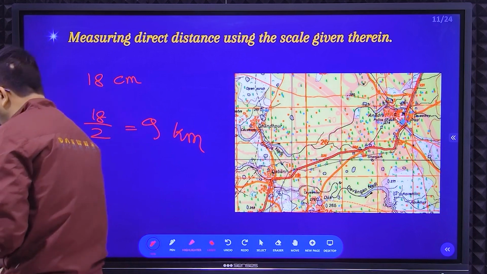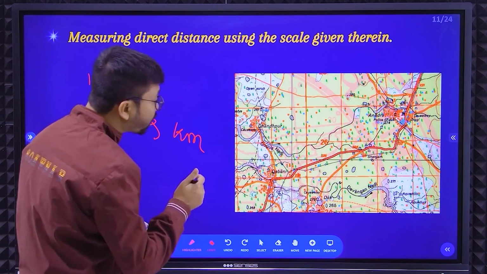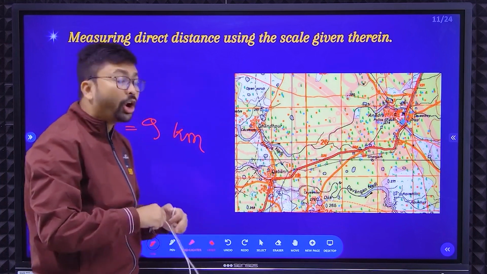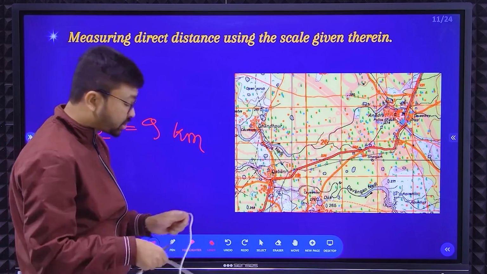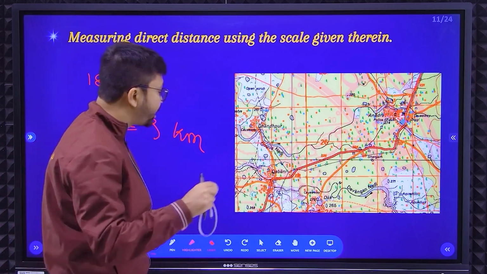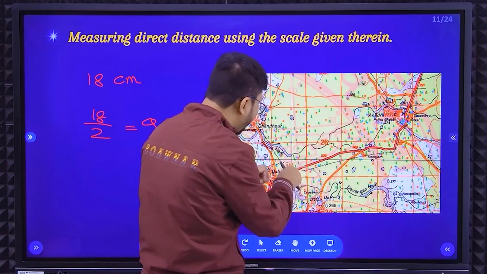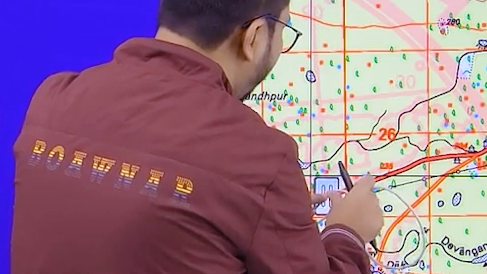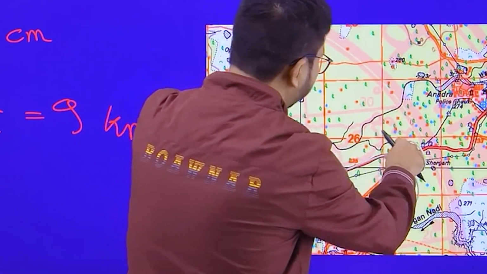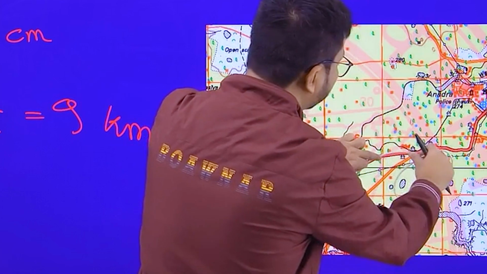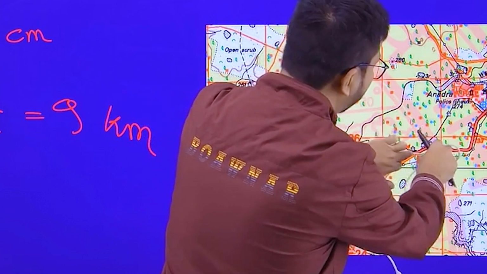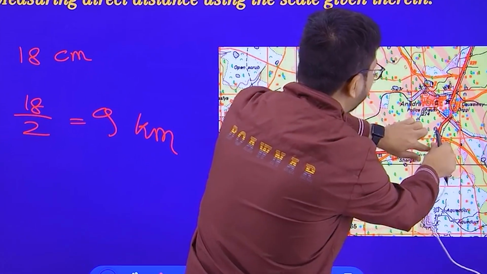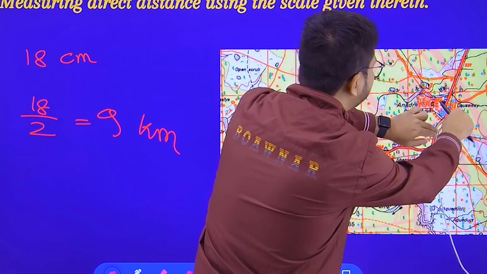Now if the question asks how much time or what will be the distance by road from this village to that village, in that case you need to use a string. If you get a 20 centimeter long string, you need to put it over the road on the map and go along it like this. Where the road bends, you follow the bend, and once you reach the end, you finish there.